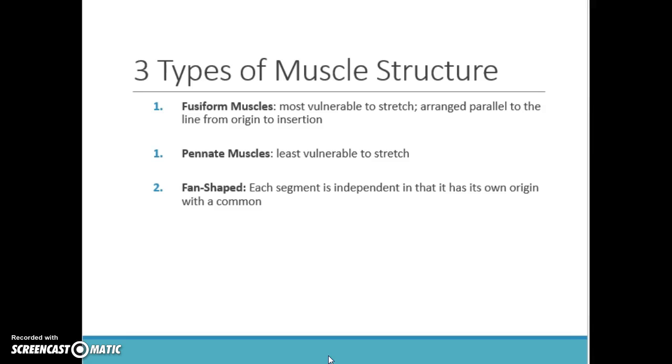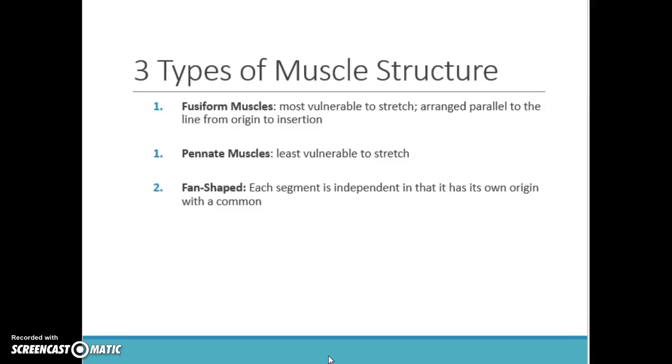Pinnate muscles are the least vulnerable to stretch. A unipinnate muscle has the fibers inserted obliquely into the tendons that extend the length of the muscle on one side. An example is flexor hallucis longus. Bipinnate muscles are fibers that are inserted through the belly of the muscle. Examples are the rhomboid major and the trapezius.